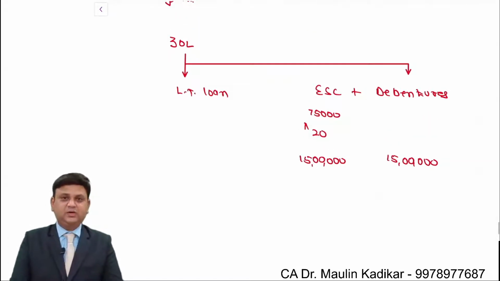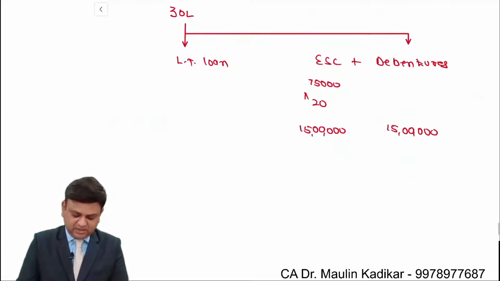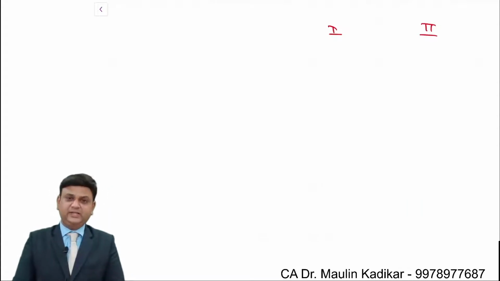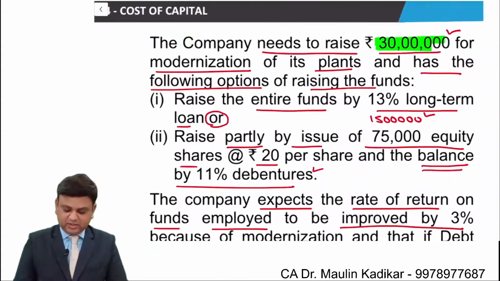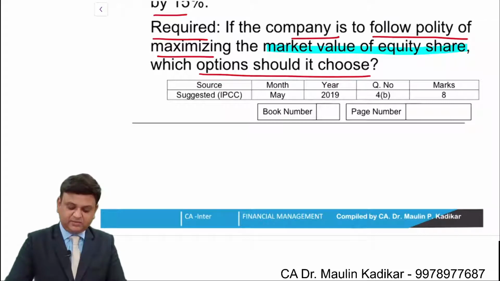This is the way you are required to do the segregation. I think that's not something which is difficult. And over here the first option is entirely 30 lakhs of the loan. So financing plan 1 and financing plan 2. For these two financing plans, importantly, this time the question provides that you are required to make the selection of the financial plan based on the market value of the equity share.